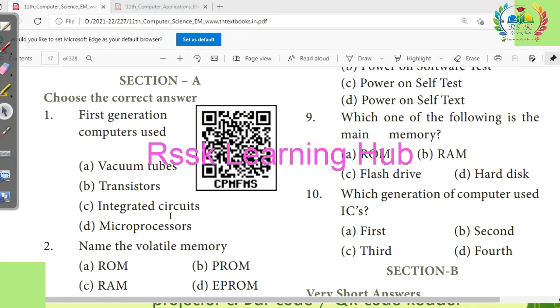Next one: name the volatile memory. So the answer is random access memory, because read-only memory means the content will not get erased. So that is non-volatile, and random access memory is the volatile memory. That is your permanent memory.